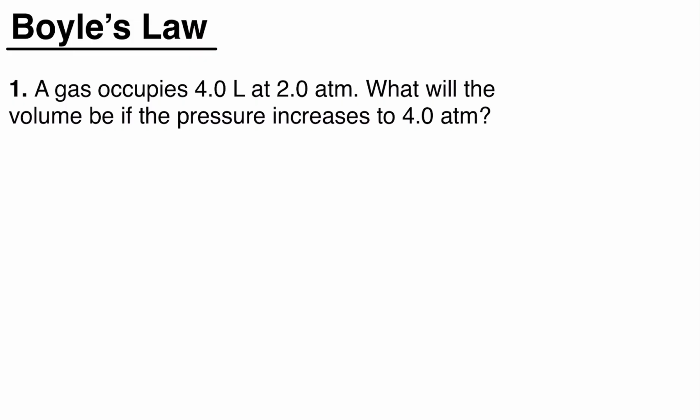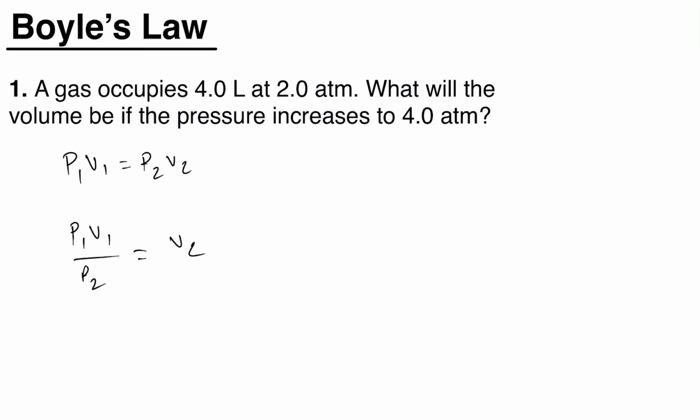So with that in mind, let's go over the first problem here. A gas occupies 4 liters at 2 atmospheres of pressure. What will the volume be if the pressure increases to 4 atmospheres? So using our Boyle's law equation, P1 times V1 is equal to P2 times V2. So that just means the initial pressure times the initial volume is equal to the final pressure times the final volume. So to isolate here, we're going to have to isolate for V2. So P1 and V1 over P2 is equal to V2.